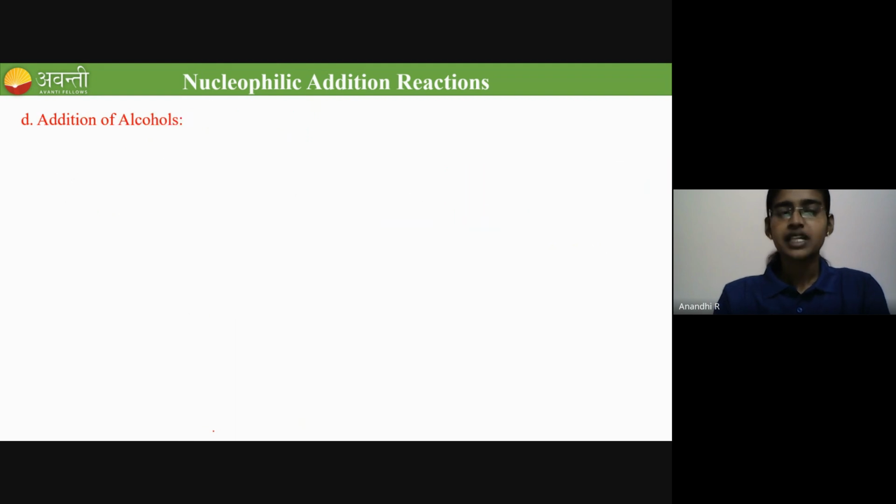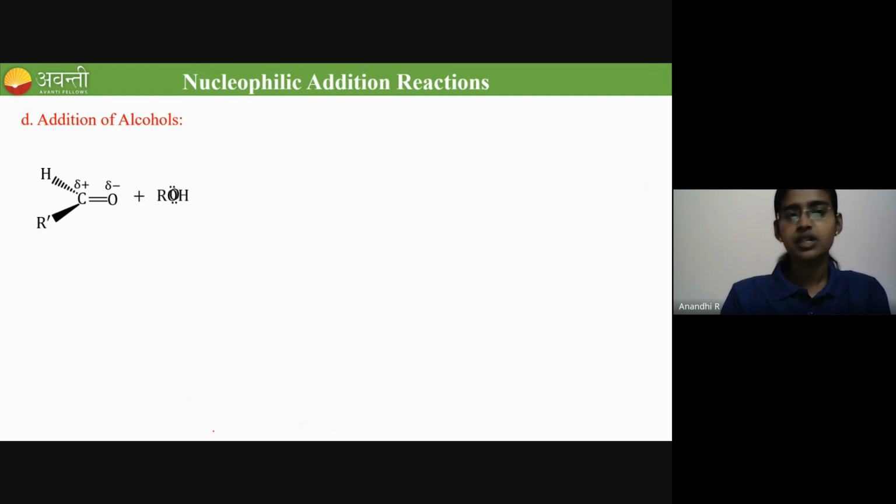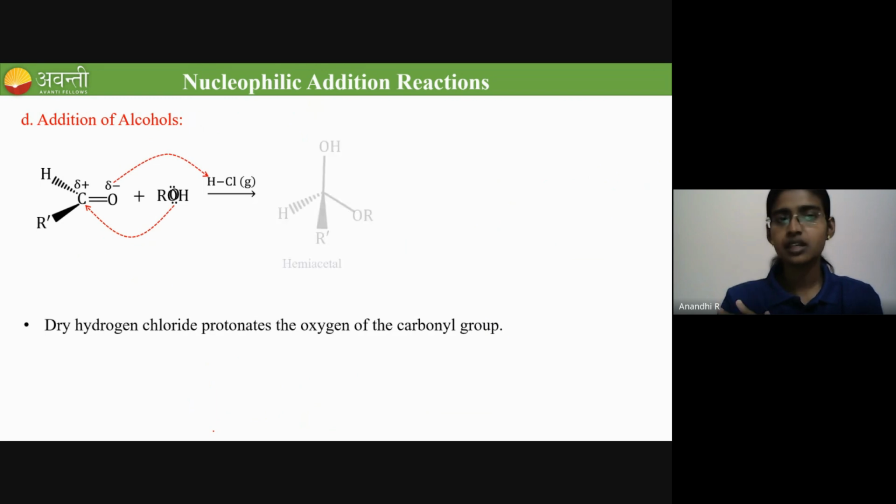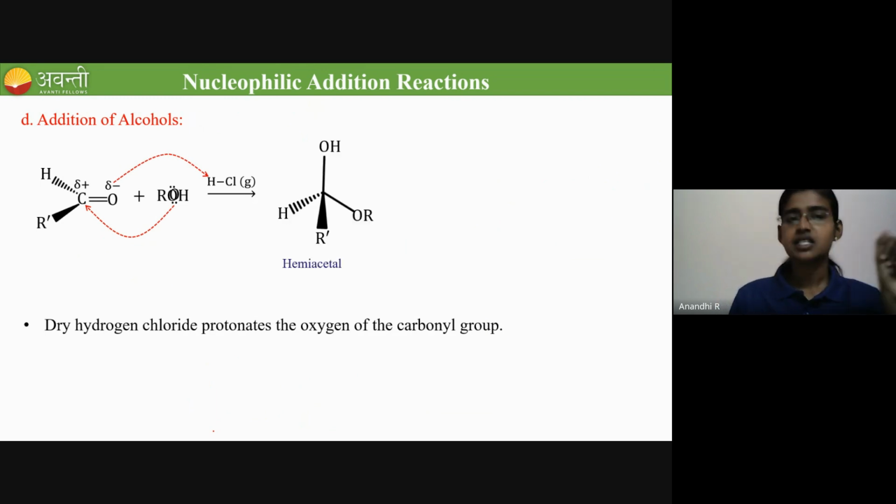We'll go for the fourth addition, that is the addition of alcohols. So the formula for alcohol is ROH, right? So we are going to add this ROH component to the system. So ROH is called alcohol. Addition of this alcohol in presence of HCl forms a compound. So what is the use of this HCl? Dry HCl protonates the oxygen of the carbonyl group first. So that O minus is going and attacking the H of the HCl and forms the intermediate. That is how we are getting the hemiacetal from it.